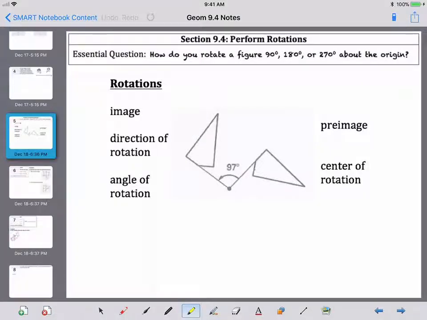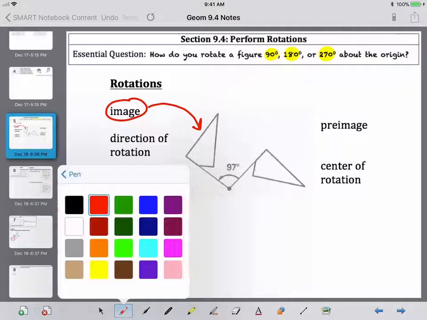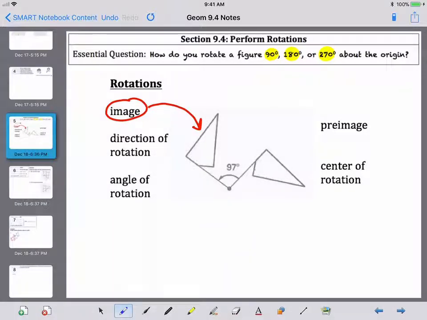Today you're going to learn how to rotate a figure 90, 180, and 270 degrees. Just like in the past, your image is what you end up with, so that's this figure in this case. The direction of rotation when we talk about rotating a figure can be one of two things. You can either rotate clockwise or counterclockwise.